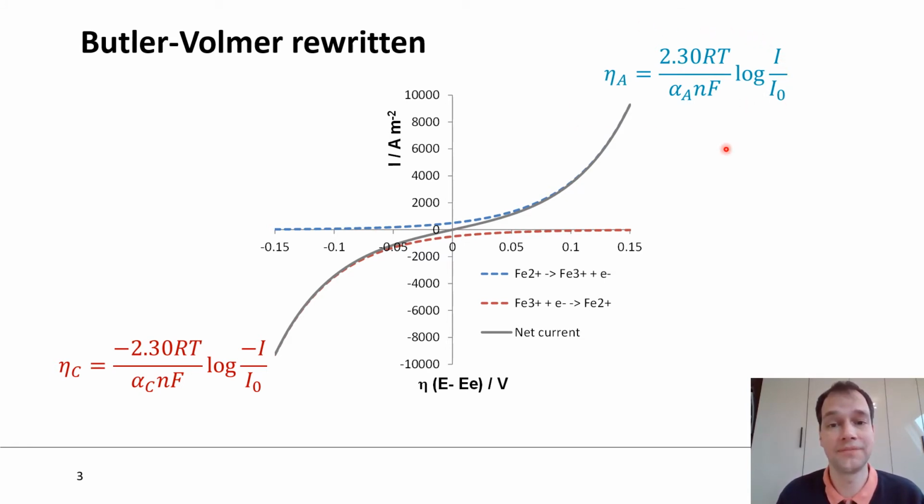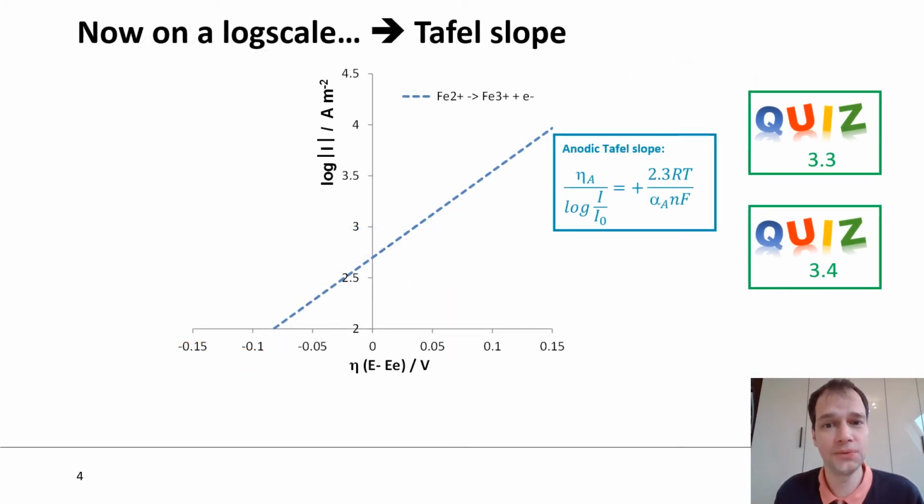This is for the anodic part, and also for the cathodic reaction, or the reduction reaction. This is the equation. The graph shown here is still exactly the same because we haven't changed anything to this graph. It's only to show that you can also rewrite the equation. Now, why did I rewrite it that way? Because now I can move towards the Tafel slope.